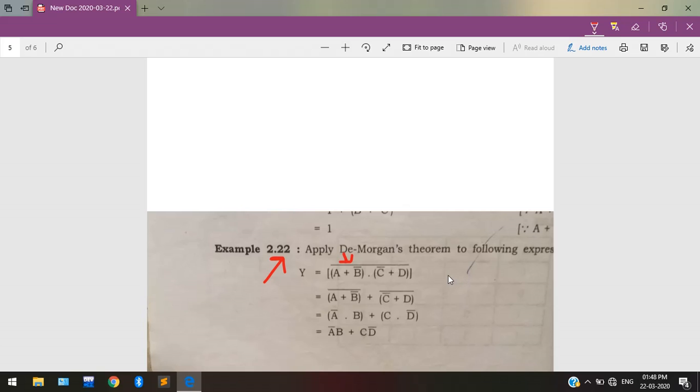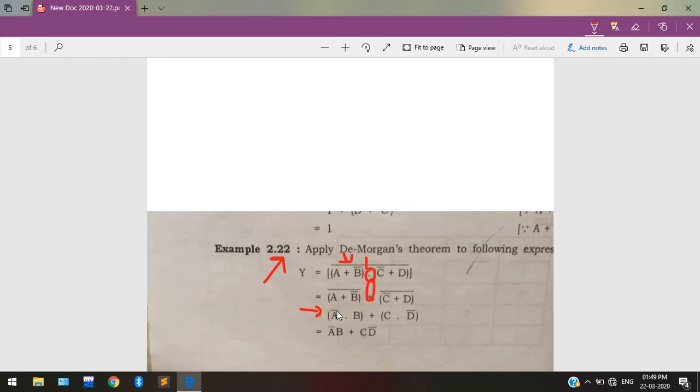In the theorem, for the whole bar, first of all we have to cut the line here, and we have to change the sign here also. So the output will be A plus B bar whole bar, and we change the sign from dot to plus, equal to the whole bar of C bar plus D. Okay, now we will apply De Morgan's theorem again in this step.